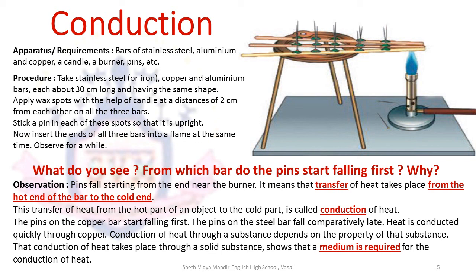Another thing that we will observe by using the three types of bars is that the pins on the copper bar will fall the quickest. That is because copper is the best conductor of heat after silver. First position silver, second position copper. Now it's a bit costly and difficult to get silver bars, so we'll make do with copper, aluminium and steel. Now that we know that out of aluminium, stainless steel and copper, the pins will fall out from copper first, find out which one will be the second one, which would be considered as the next best conductor of heat.